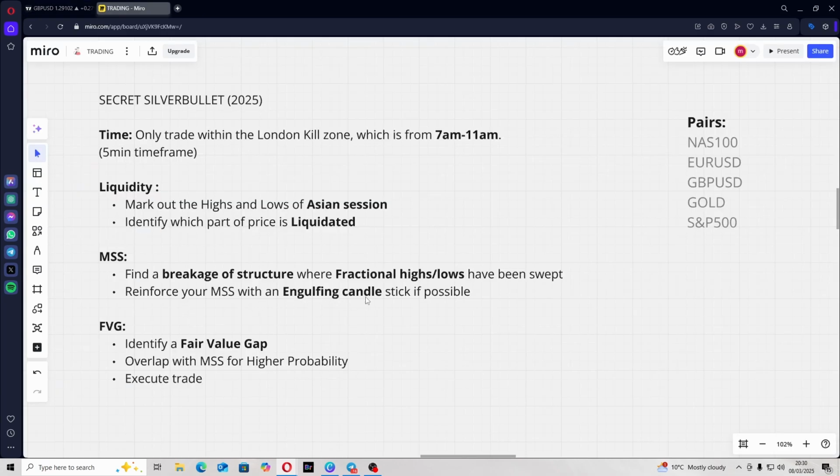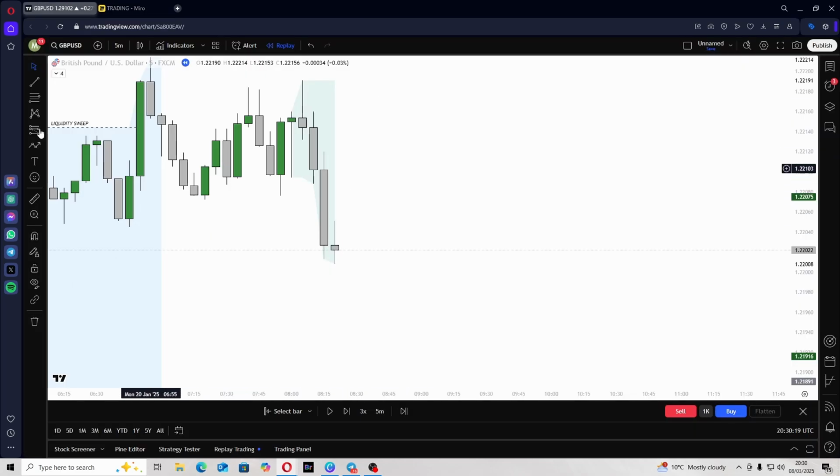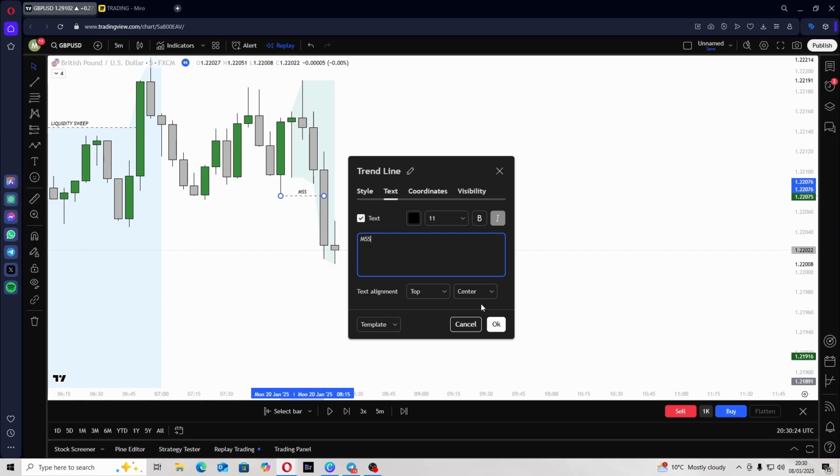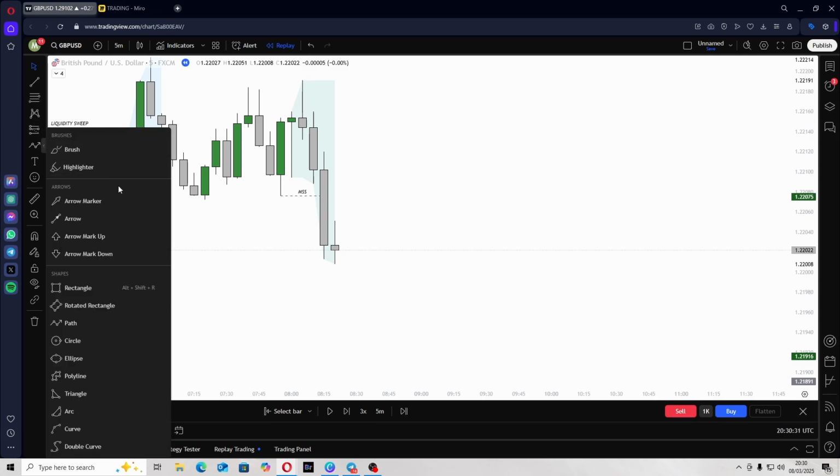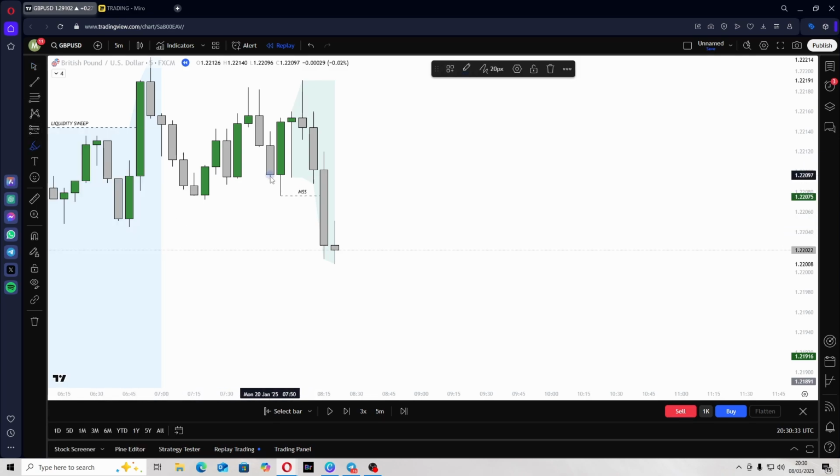So all we need is an engulfing candlestick, and we also need a breakage of structure where fractional highs/lows have been swept. So the fractional low here will be this one, and it's just been swept. This will be our market structure shift, and let me tell you why this is the fractional low instead of this one or this one, right? It's because of the candle before it right here and the candle after it right here. Right, let me just clear that up. The candle after it did not go below this one, which makes this the most recent low, right? And once we know it's the most recent low, we can mark it out once it got swept by the engulfing candlestick.